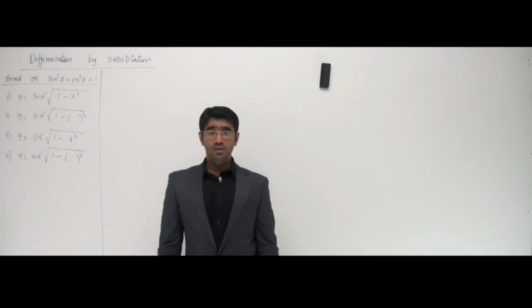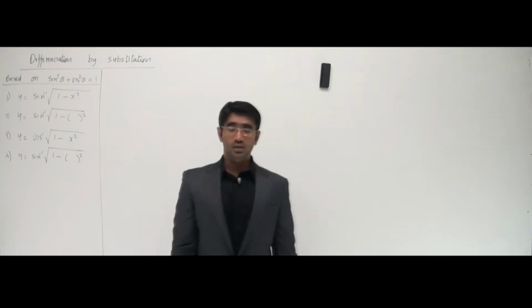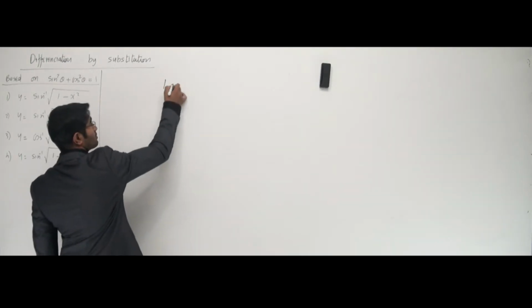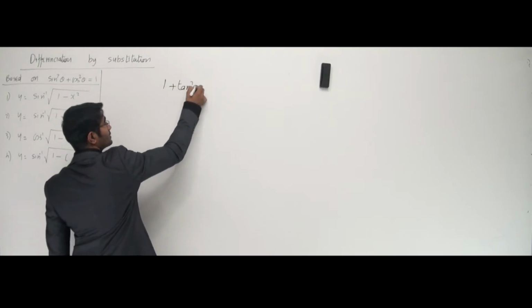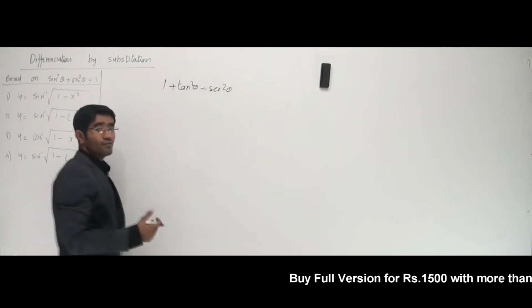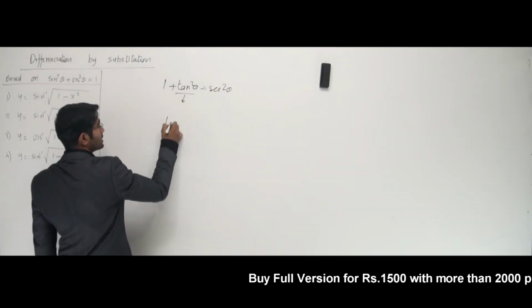Right guys, now we know how many types of problems can be framed using the formula sin squared plus cos squared is 1. Let's go with the next formula in trigonometry. We know that 1 plus tan squared theta is equal to secant squared theta. Now, how many types of questions can they frame out of this?